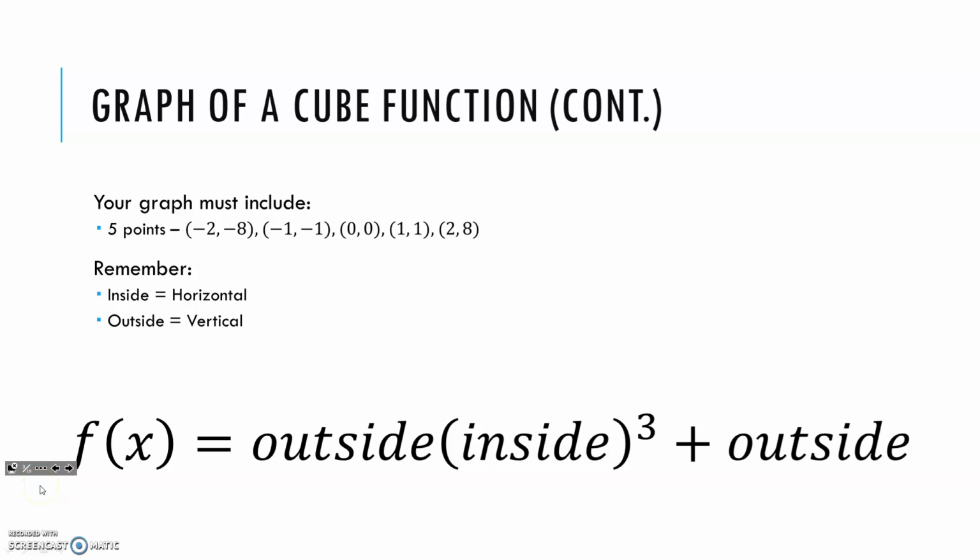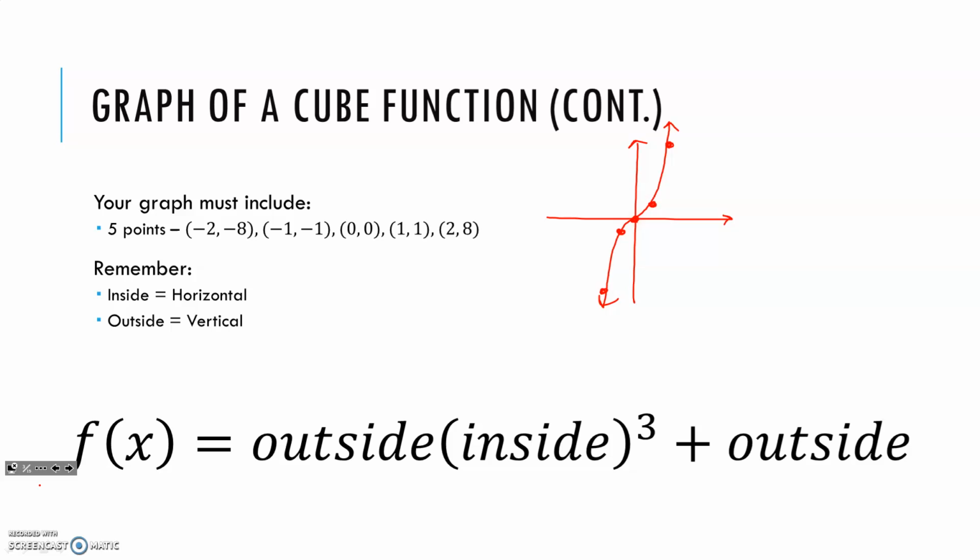Okay, so now that you guys have gone over what the parent function is, our cubic parent function, remember that it has the 5 points: (-2, -8), (-1, -1), (0, 0), (1, 1), and (2, 8). Now that we have our parent function, the last thing we have to do is cover all the different shifts that can happen with this.